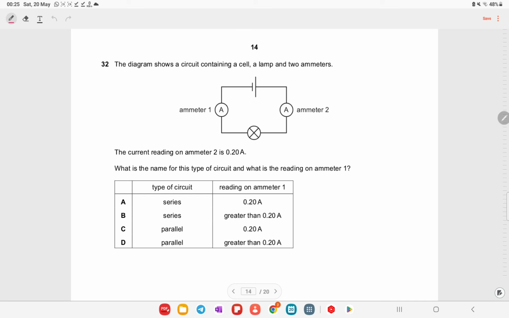The diagram shows a circuit containing a cell, a lamp, and two ammeters. The current reading on ammeter 2 is 0.2 A. What is the name of this type of circuit, and what is the reading on ammeter 1? So it's basically a series circuit. Obviously it's not going to be parallel, and we know that the current in series circuits is the same, so option A will be your right answer.